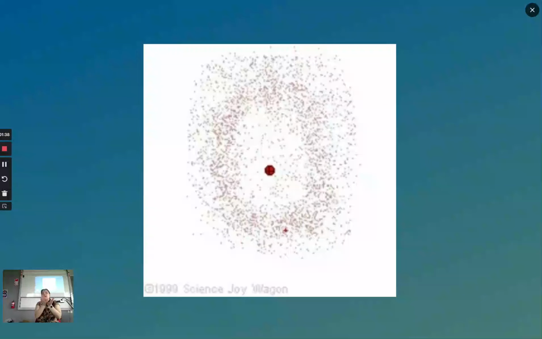On top of that, not only do we have shells, but we have subshells. So there's different shapes that these likelihood of where you're going to find these electrons are going to be.